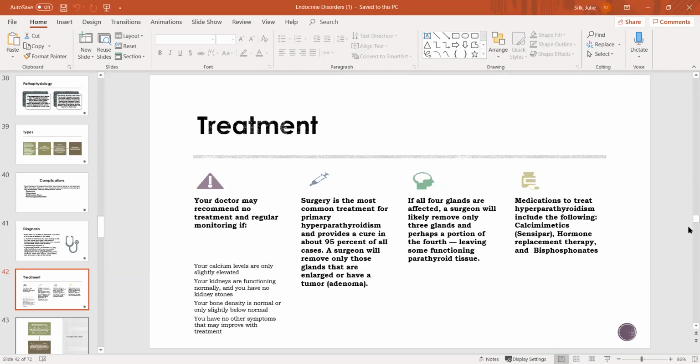So medications to treat this would include things like Sensipar, hormone replacement therapy, and bisphosphonates. So hormone replacement therapy would be like estrogen, you know, and then the bisphosphonates, that would be like your Fosamax. It would be stuff like that.